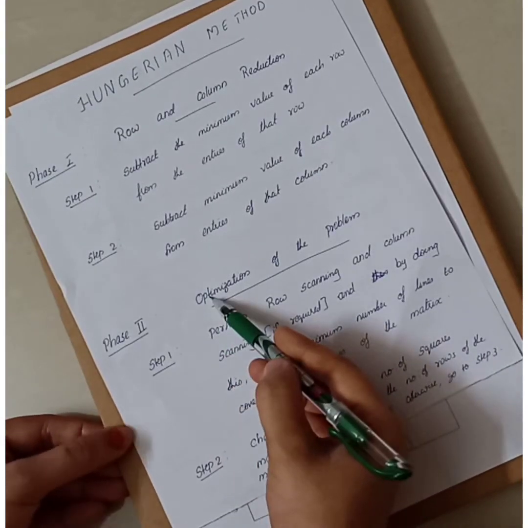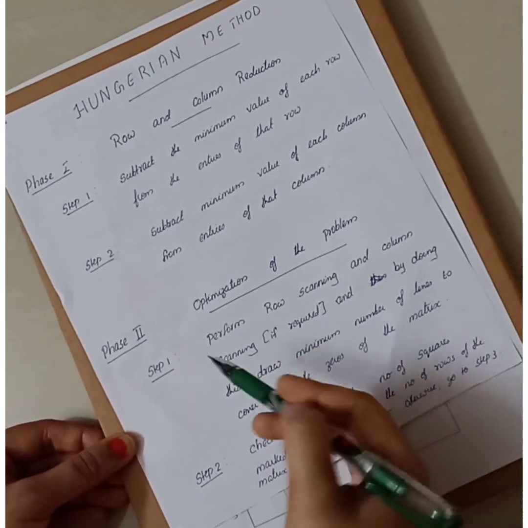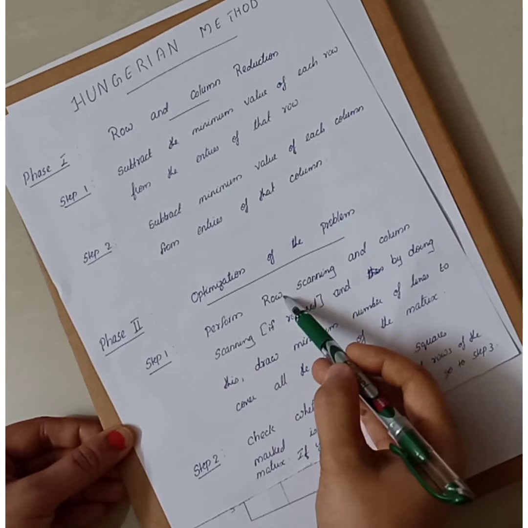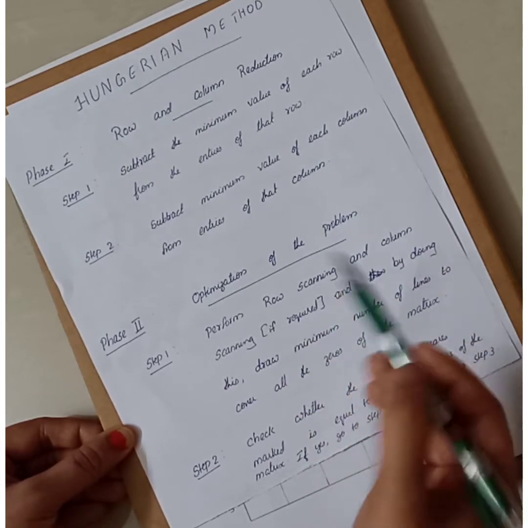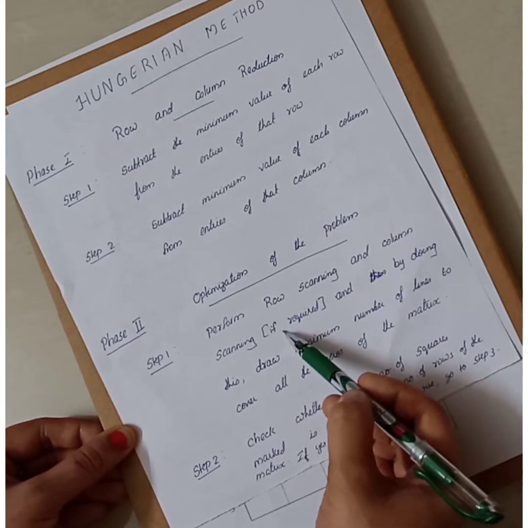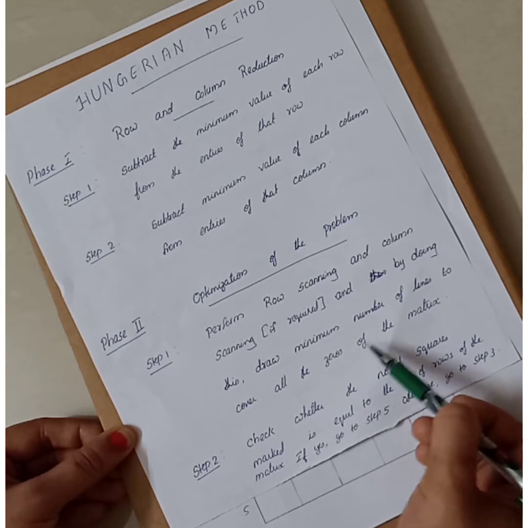What does the second phase say? Optimization of the problem. Now you have to optimize the results, right? Step 1: perform row scanning and column scanning, column scanning if required. After row scanning, only if it is required, you need to do column scanning. And by doing this, draw the minimum number of lines to cover all the zeros of the matrix.